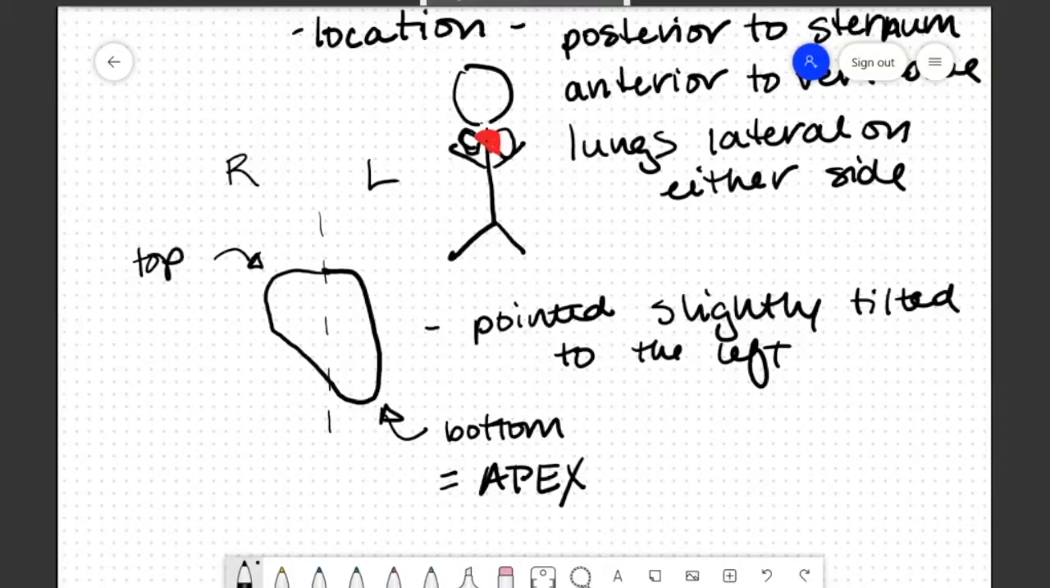The top will be called the base. So keep in mind, the base is not the bottom. The base is considered the top of the heart, but it is the wider part of the heart, whereas the apex is the pointed part, bottom of the heart.